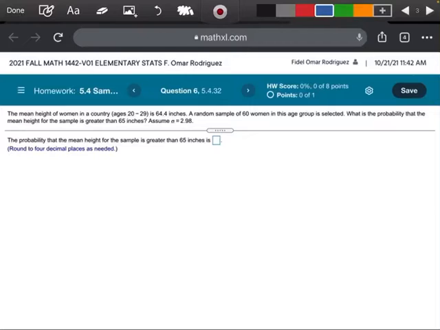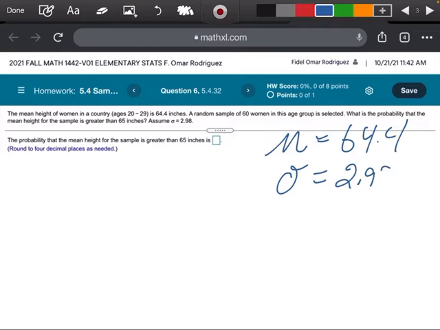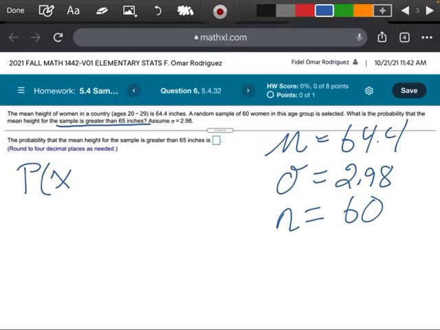Okay, so a couple things we need to know here. We know that our mean height is 64.4 inches, so my mu is equal to 64.4. We know our standard deviation is 2.98, and we have a sample of 60 women. We're looking for the probability that the sample is greater than 65. So I'm trying to figure out the probability that my X bar is going to be greater than 65.